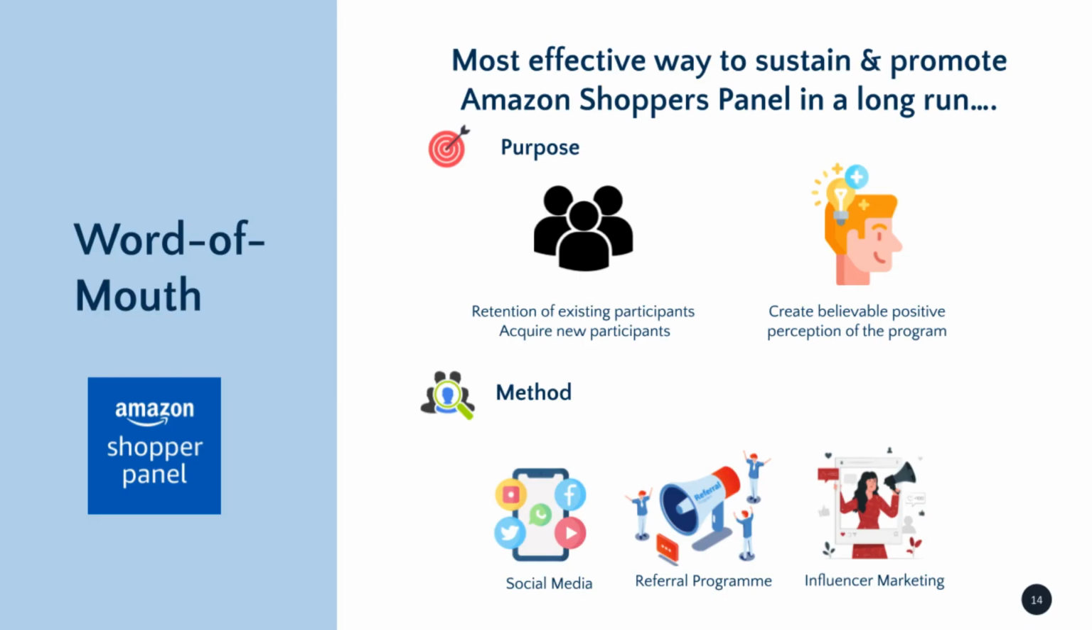The most effective way to sustain and promote the Amazon Shoppers Panel program in the long run is through word of mouth, which can occur verbally or can happen through social media or even normative influence. Since the program had initial bad reputation, the word of mouth can also help to change people's perception of the program. This is to enable the retention of existing participants and acquire new participants. One way to encourage participants to be on board the program is through referral program or influencer marketing.